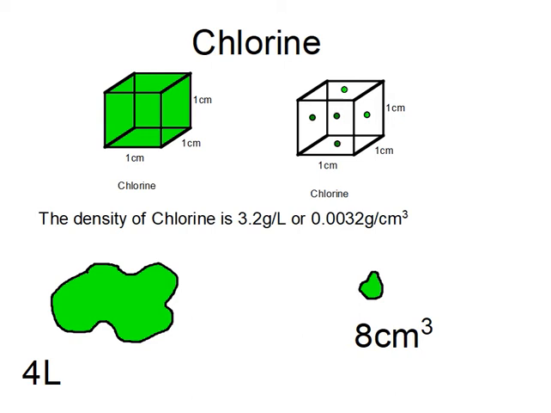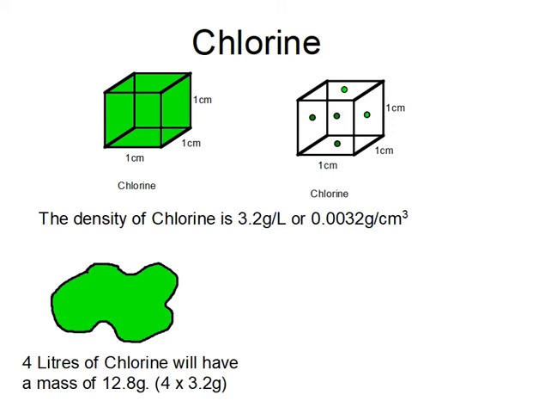But what would happen if you had 4 liters of chlorine, or 8 centimeters cubed of chlorine? Well, that's where density comes in handy, because when you understand that the density of a substance tells you how much matter there will be for any amount of volume, then you can easily calculate it. So what we're saying is that if 1 liter of chlorine has a mass of 3.2 grams, then 4 liters of chlorine will have a mass 4 times as much. And 4 times 3.2 grams is 12.8 grams. This is a very important concept to understand as we move into doing calculations involving density, mass, and volume.